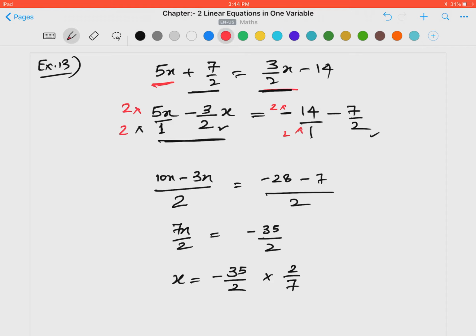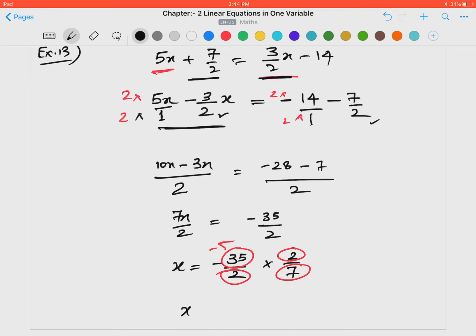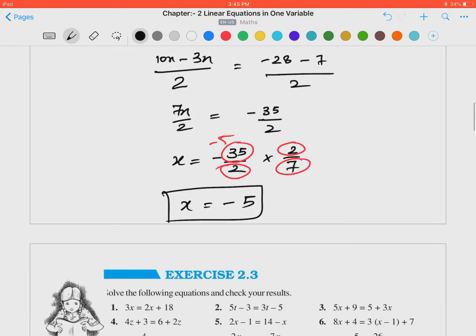So when you solve this, 2 will be cancelled out. Similarly, this 7 will give us 5 here. So the answer will be x equals to minus 5. That's the solution of this equation. Okay, that's how we solve the equation which is on both sides of the equality sign.